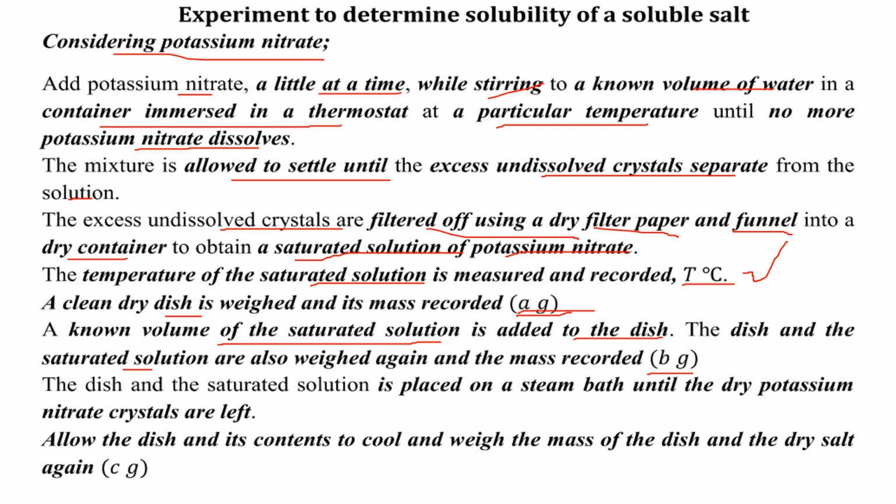Now the dish and the saturated solution is going to be placed on a steam bath until the dry potassium nitrate crystals are left. The steam bath is to evaporate off water so that the saturated solution can form back the crystals that were dissolved in it. So we put it on a steam bath until the dry potassium nitrate crystals are left on the dish, and then we allow the dish and its contents to cool, and weigh the mass of the dish and the dry salt to be c grams.